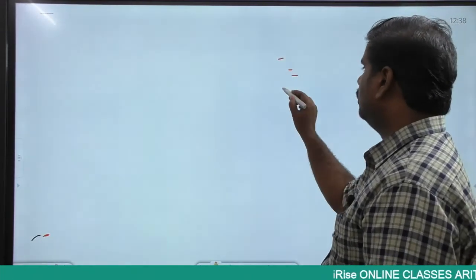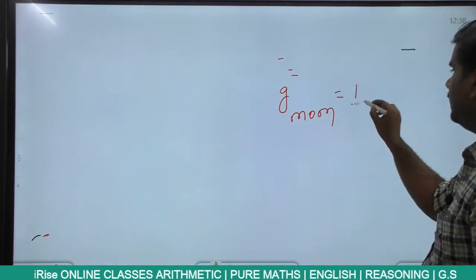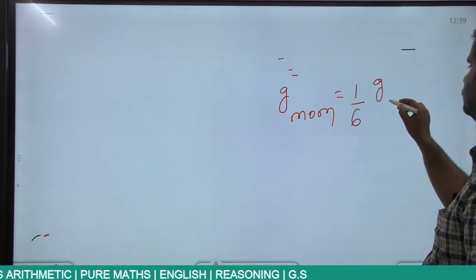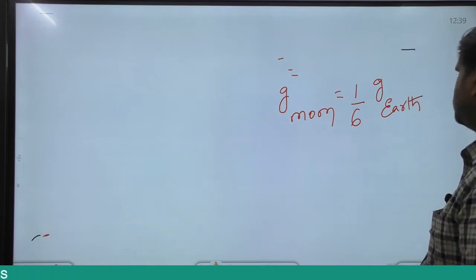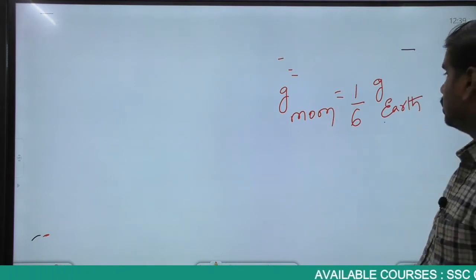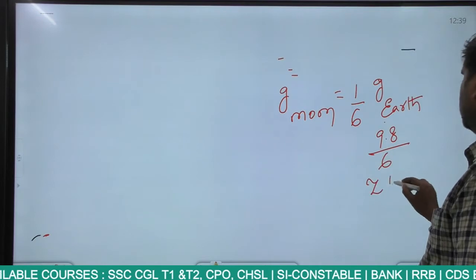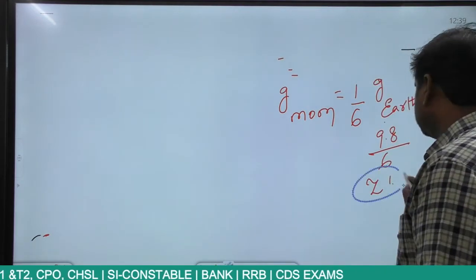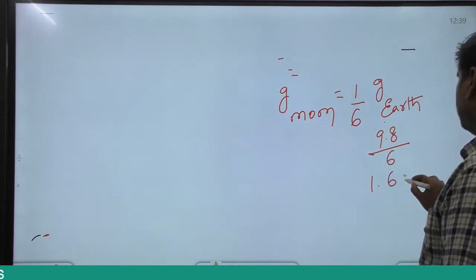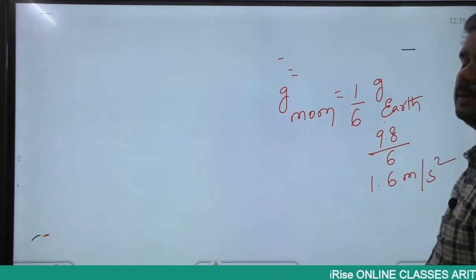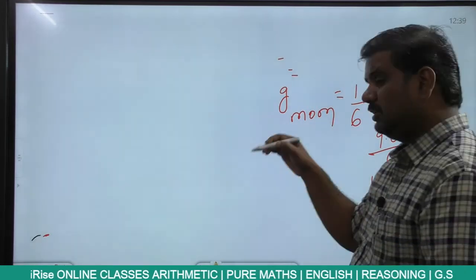Now we know that the value of g on the surface of moon is 1/6 of the value of g on earth. On earth, the value of g is 9.8. So 9.8 by 6 is approximately 1.6. On the surface of moon, it is 1.6 meters per second square, right? So on the surface of moon, g value is less.